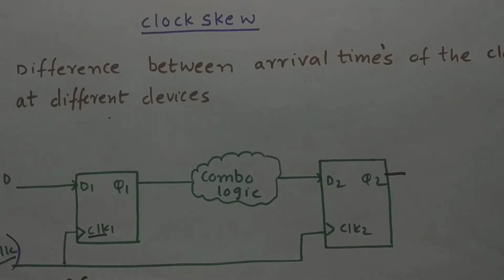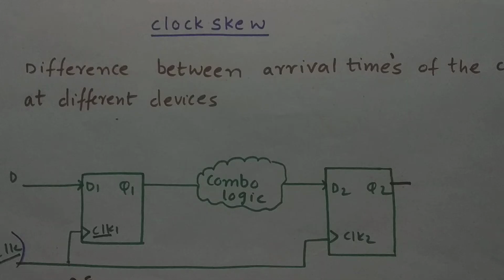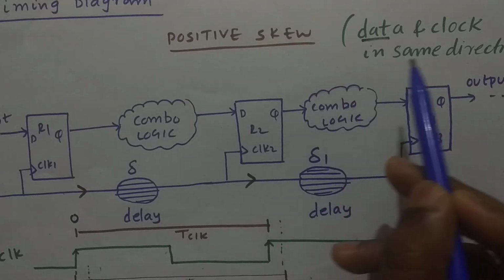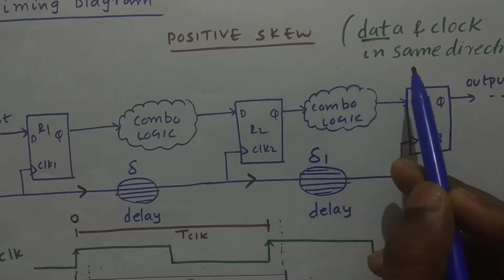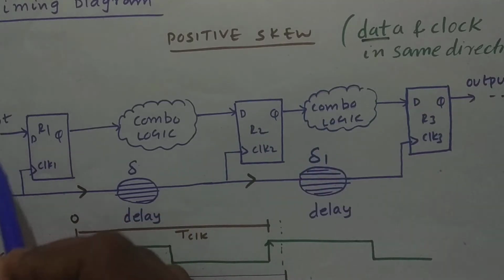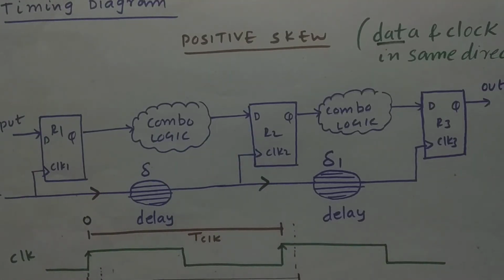The clock skew is of two different types: positive clock skew and negative clock skew. Now I'm going to talk about positive clock skew. So what does a positive clock skew mean? When both the data and the clock are traveling in the same direction, then it's a positive clock skew. Whatever skew comes, that's a positive skew.